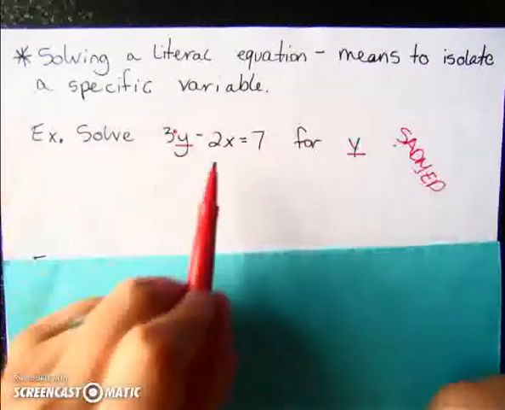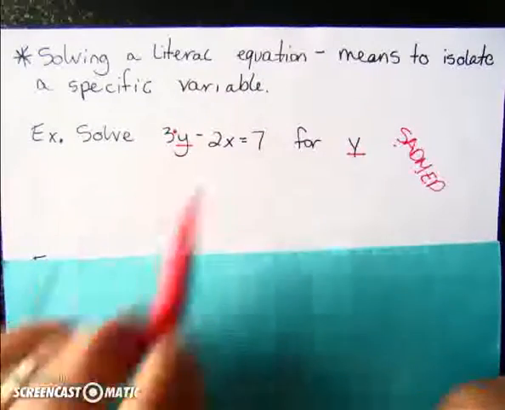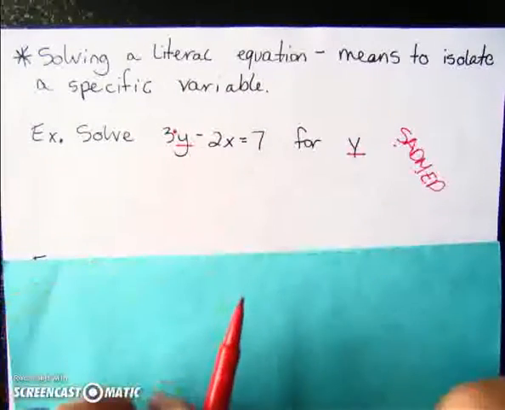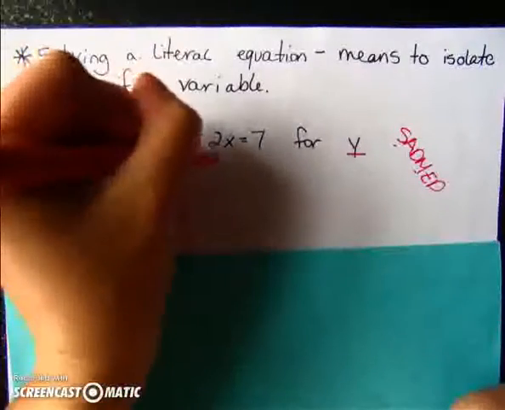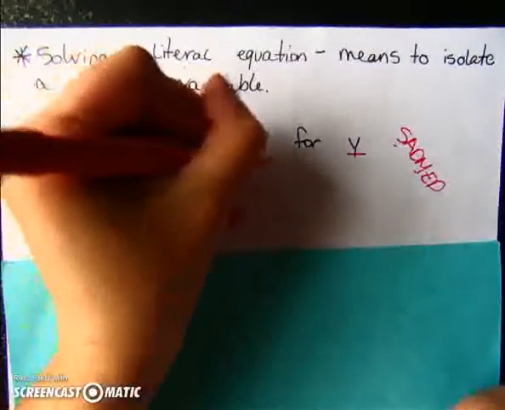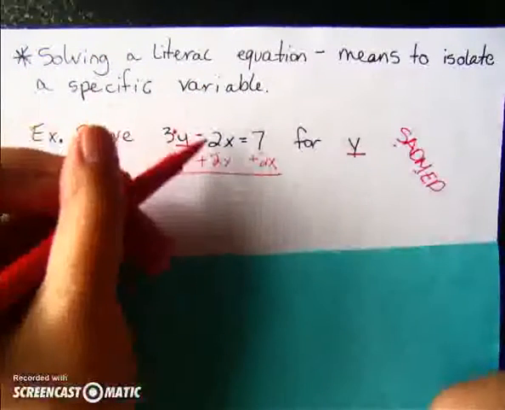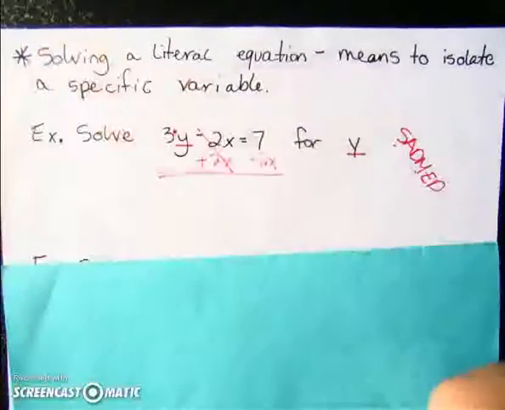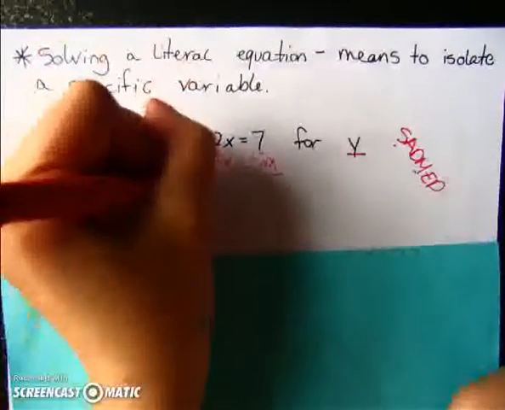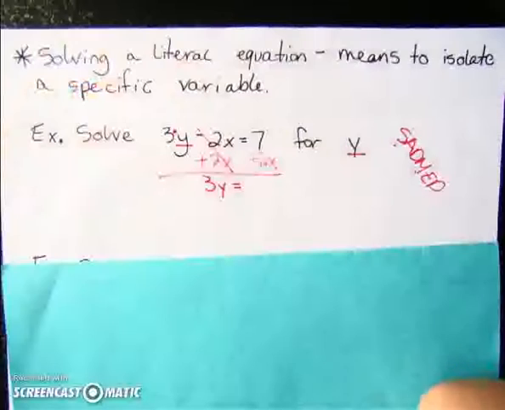So how do I undo subtracting 2x? Well, if I subtracted 2x, how would I undo that? I would add 2x to both sides. Again, I'm just doing those inverse operations that we talked about. Okay, well, minus 2x plus 2x, those cancel, right? Those go to 0, and I'm just left with 3y, or 3 times y.